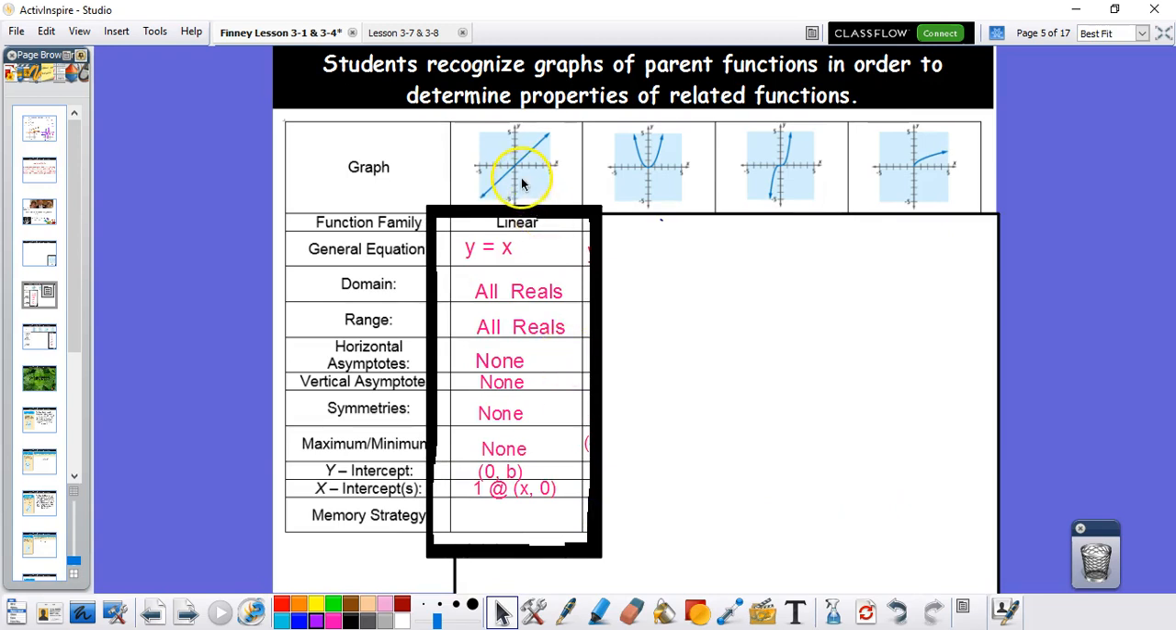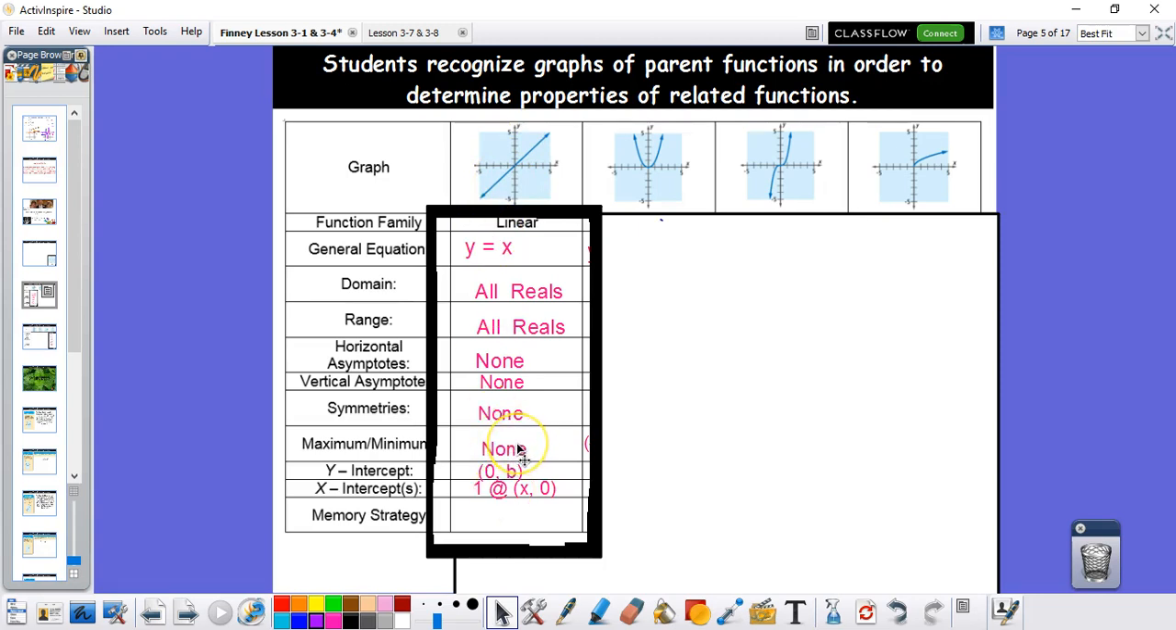So this is a linear function. The generic equation is y equals x. Our domain's all reals. Our range is all reals. There are no asymptotes. Symmetries, there are none, even though in this particular case it appears to be odd, because you could rotate it 180 degrees and it would be back on itself. But not all linear functions have that.